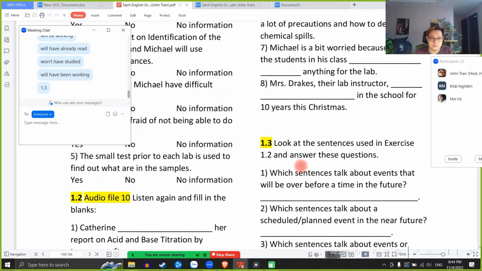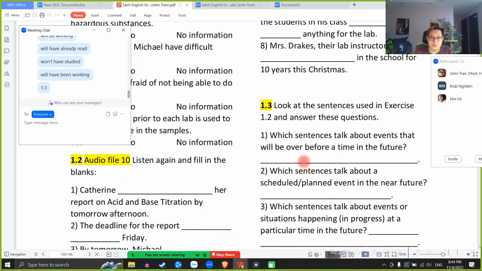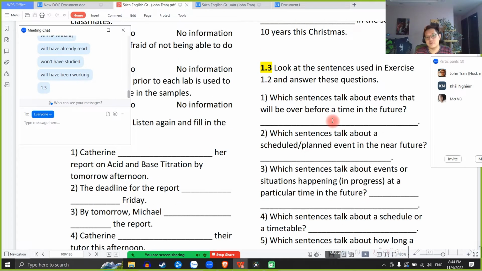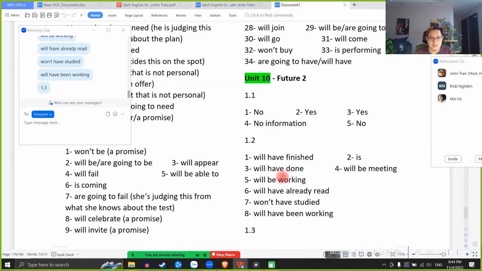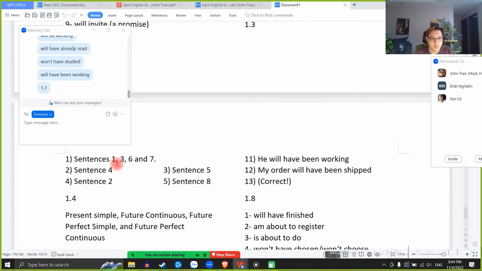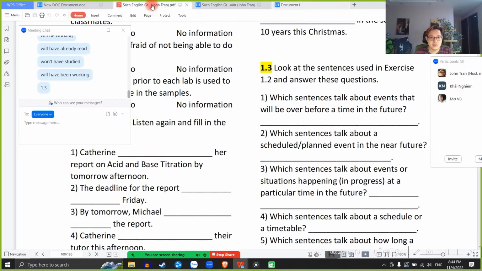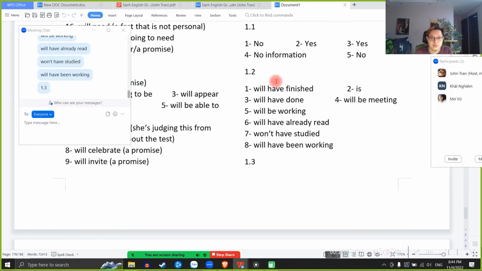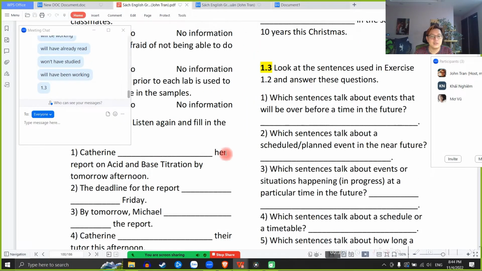Wrong. So, event that will be over before a time in the future. We have sentence 1, 3, 6 and 7. Câu 1, 3, 6 và 7. So Catherine will have finished. Will have finished. Sẽ đã hoàn thành rồi. Will have finished her report on accident-based taxation by tomorrow afternoon. Sẽ đã hoàn thành rồi trong tương lai.